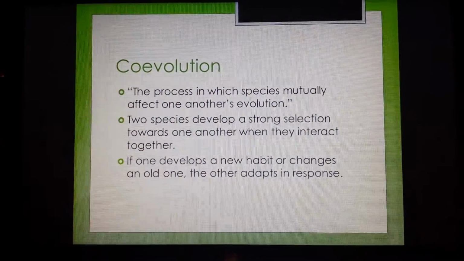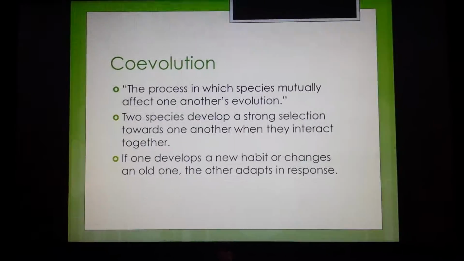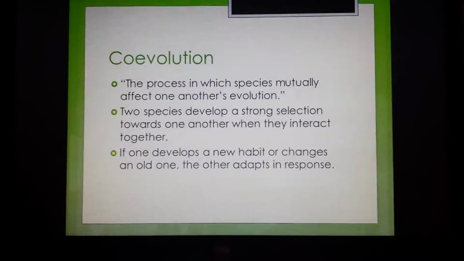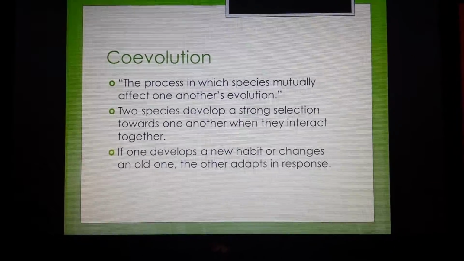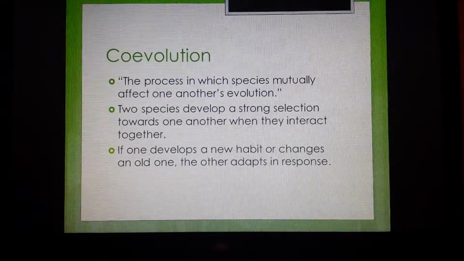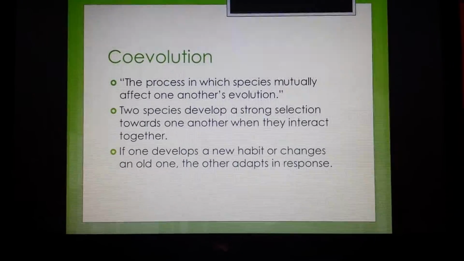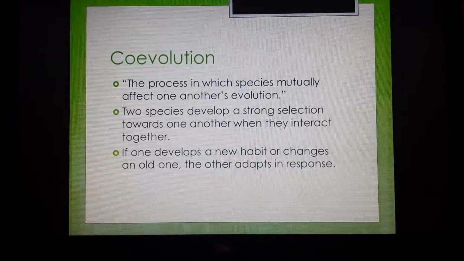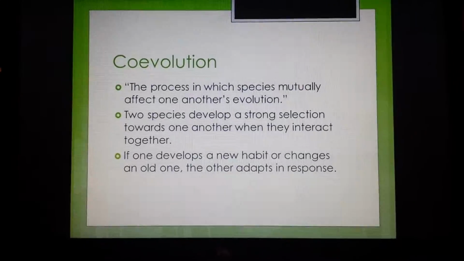So first off, what exactly is coevolution? It's the process in which species mutually affect one another's evolution. Two species develop a strong selection towards one another when they interact together. If one develops a new habit or changes an old one, the other adapts in response.